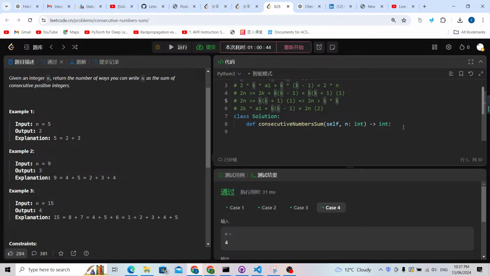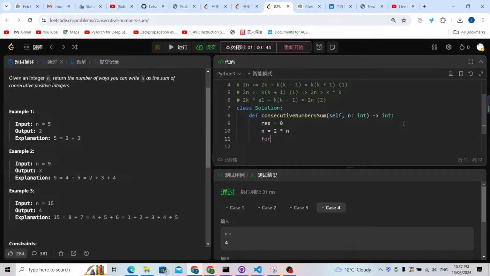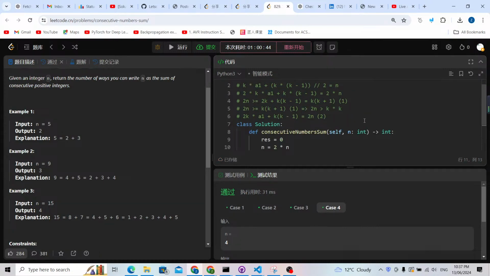Now I think we can try to solve it. So for, let's just check a result should be equal to 0 and n should equal to 2 times n, and then I'm gonna enumerate all the possible results. Yeah, because this is 2n, so for here 2n equals to n, so here I set it to be n. So I'm just gonna enumerate all the possible values of this k. Yeah, basically I need to check all the possible values of the k.